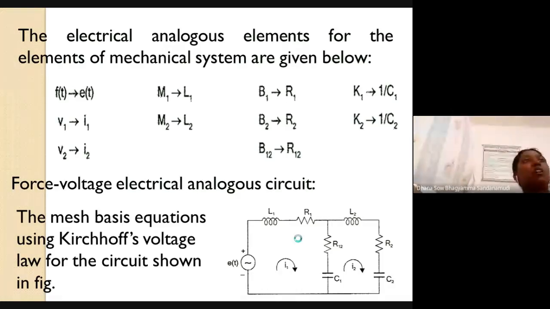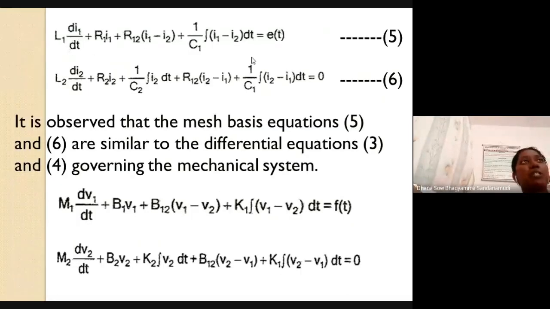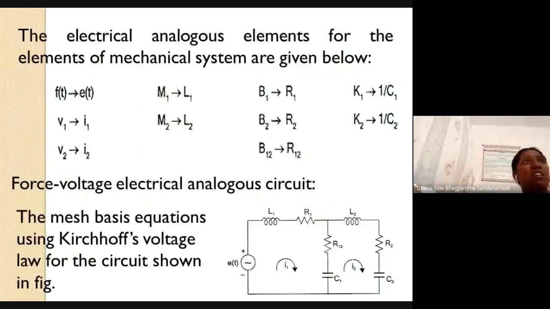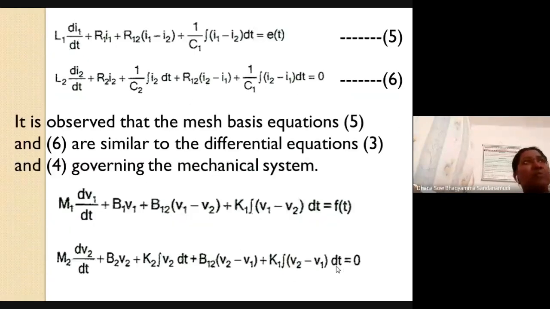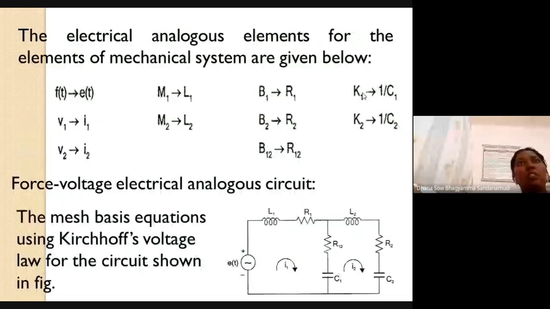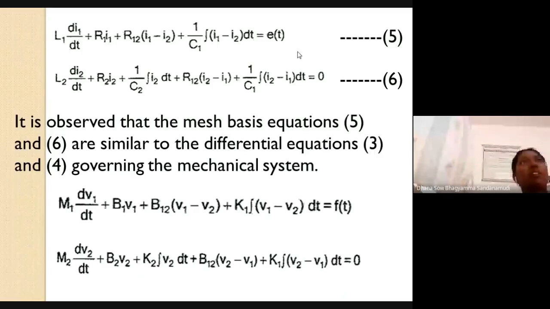So for loop 1, this is the equation. For loop 2, this is the equation. In loop 1, L1 di1 by dt plus R1 I1 plus R12 is in between I1 and I2, that means these two loops. So R12 into (I1 minus I2), and C1 is also in between. Actually it is 1 by C1. In this circuit we are not showing 1 by C1, but here you know it is 1 by C1. So write it as 1 by C1 integral of (I1 minus I2) dt equals E of t.